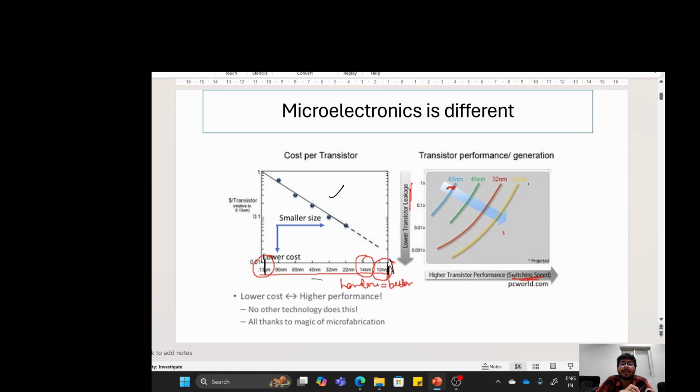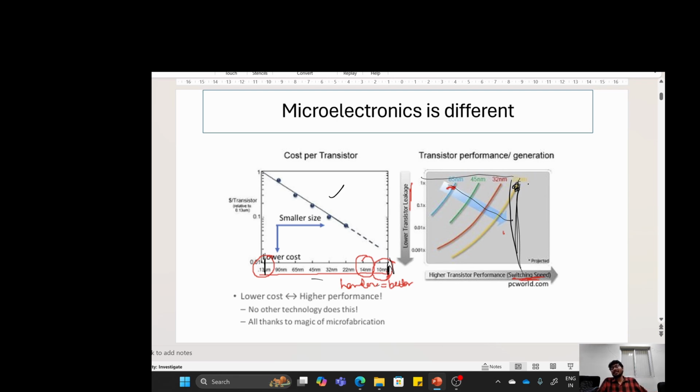Another thing is the performance with miniaturization. As you decrease the size of the transistor, the leakage current is increasing. The higher the transistor performance, the higher the leakage current.